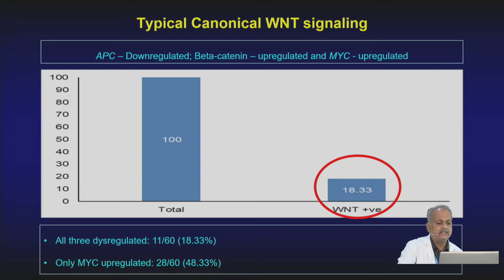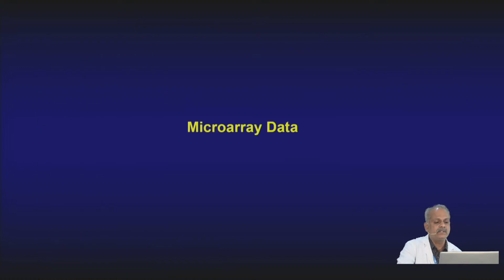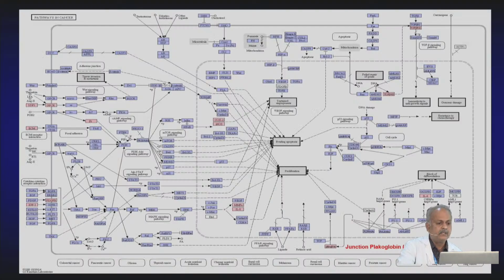However, all three dysregulated genes were found in only, again, 18.33%, which is similar to the polyp data and the mutation data. And interestingly, only MYC was upregulated in 48.33%, suggesting that there's some other gene apart from beta-catenin that is actually upregulating the MYC, and that is where we have done a microarray. That is, we looked at the global gene expression.